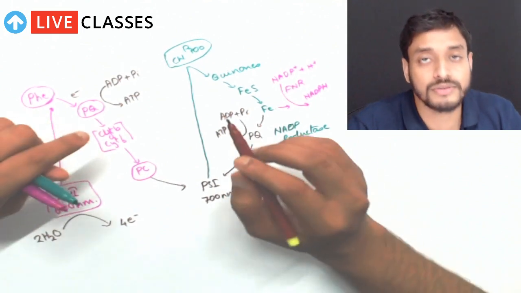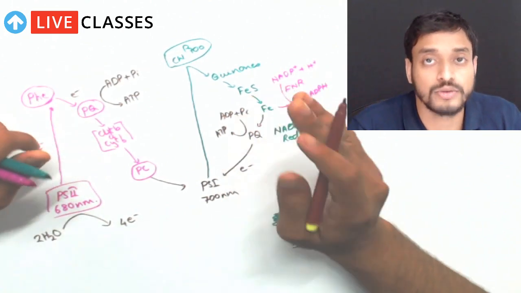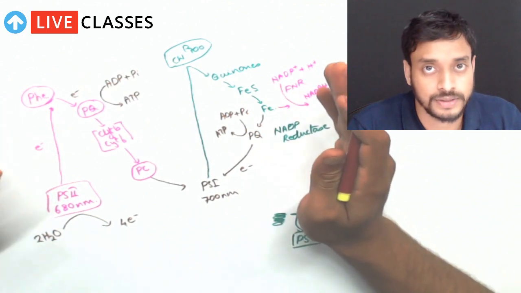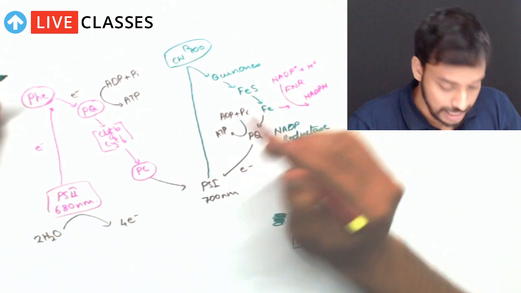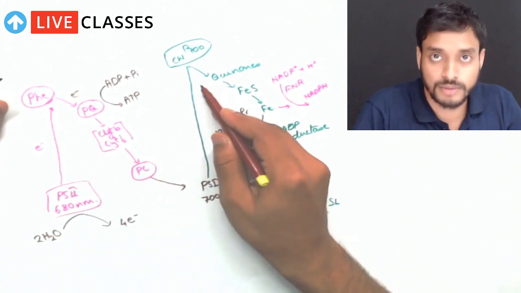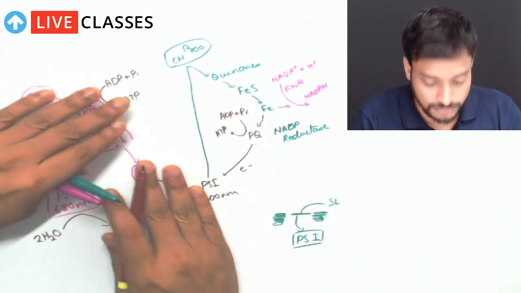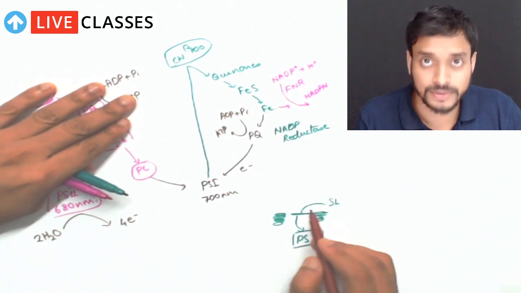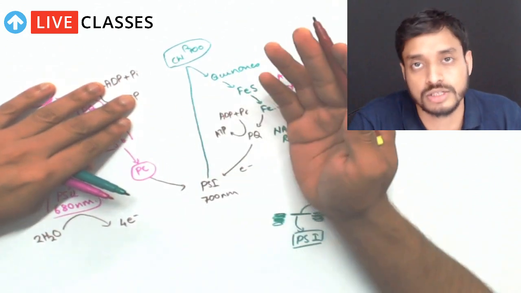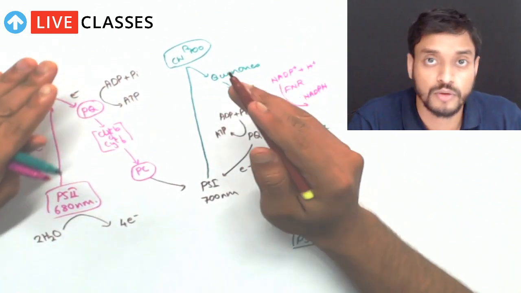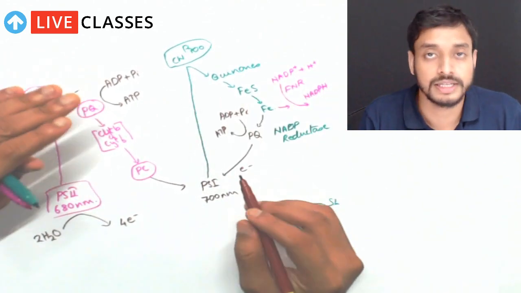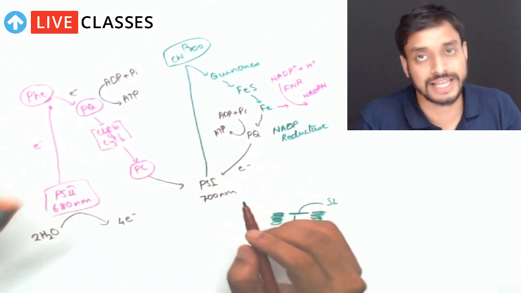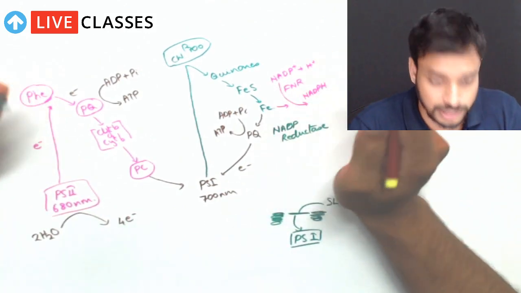What are the two types of photophosphorylation we have discussed? One is cyclic, second one is non-cyclic, right? Non-cyclic is the Z scheme we have talked about, and cyclic is the one which happens in the stromal lamellae, and it happens just for which photosystem? It happens for photosystem 1, correct? And it happens in this way, and hence it is called cyclic photophosphorylation, correct?